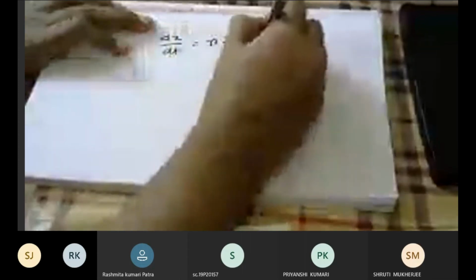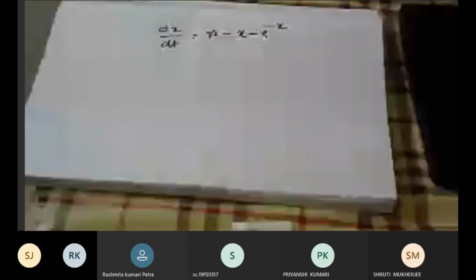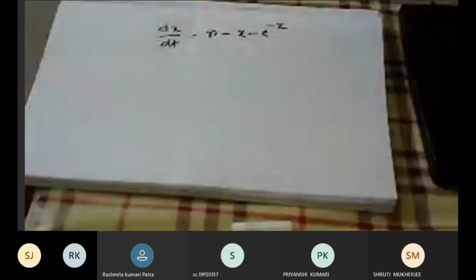So the equation we are considering is dx dt is equal to r minus x minus e to the power of minus x. Okay. So this is the equation. The question in your exams or in any interview will be, do you see any bifurcation present here? What kind of bifurcation do you see?